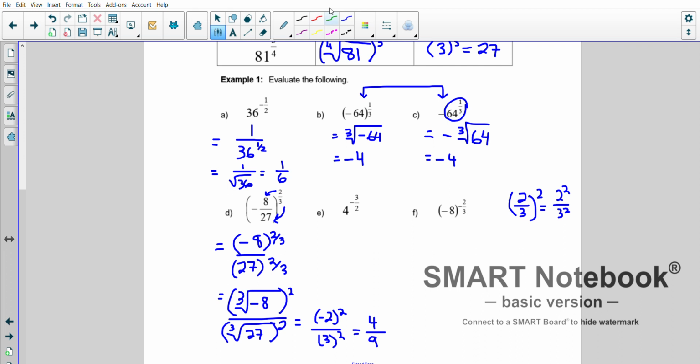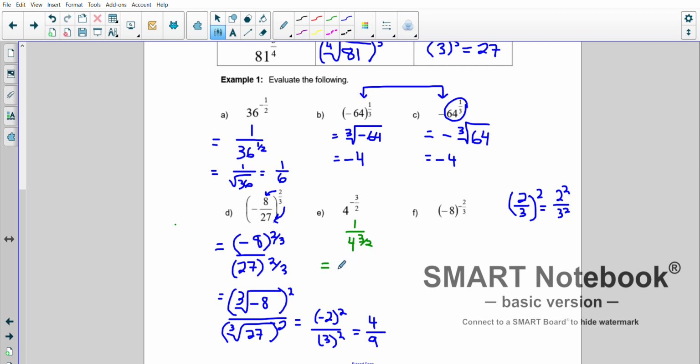So I'll switch colors just so this thing doesn't get too jumbled up. But if I were doing E, we have a negative exponent here. So I'm going to go 1 over, the base is 4. I did not change it, to the power of 3 over 2.